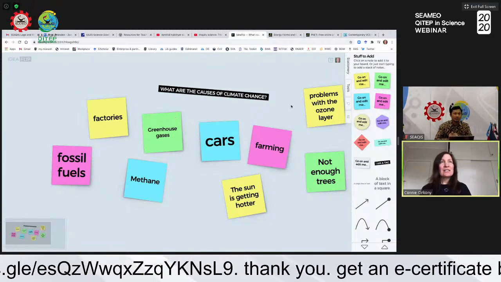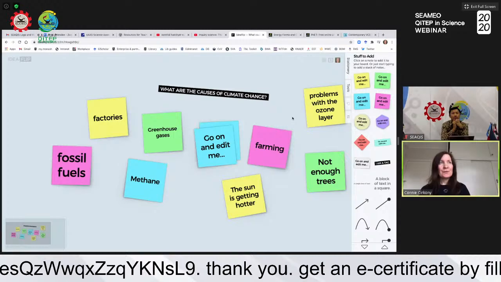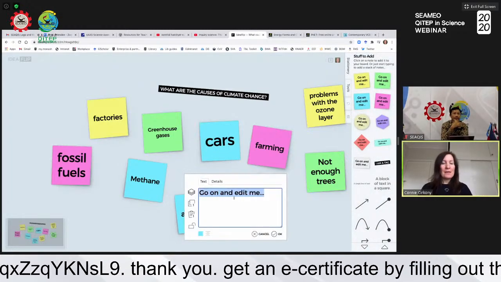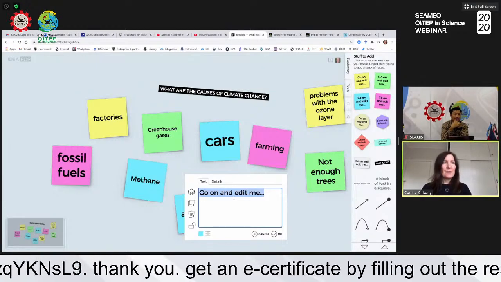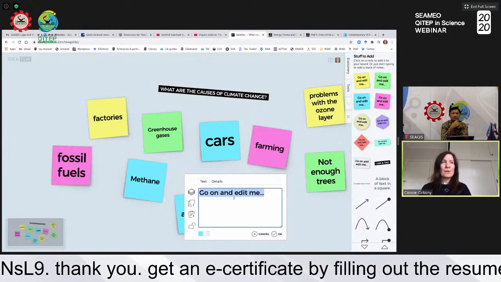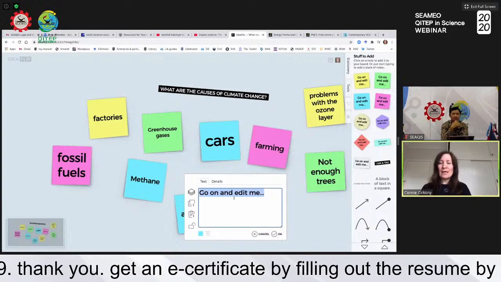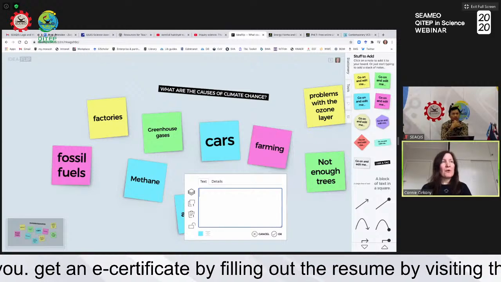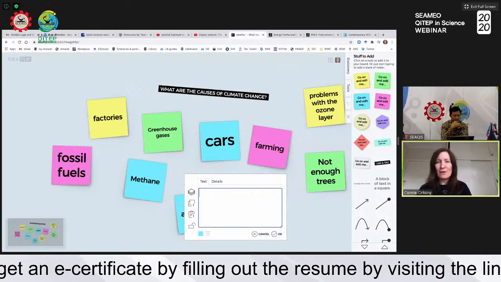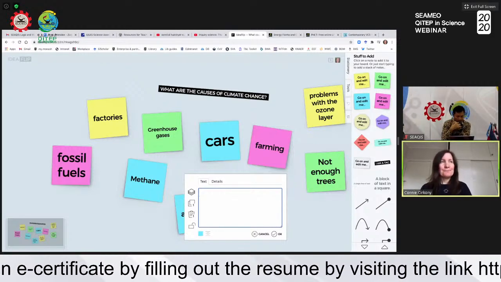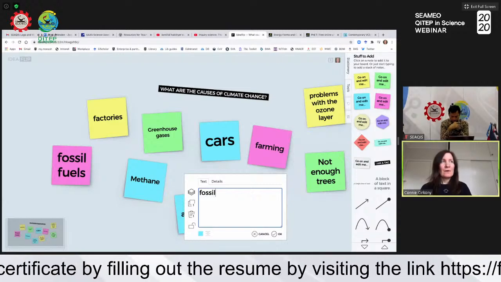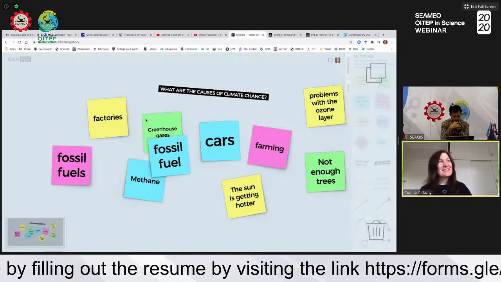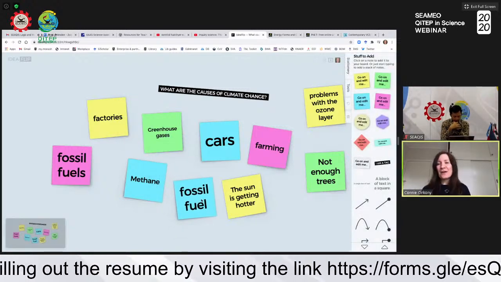So they actually take a post-it note and they write down their ideas. Maybe it has to do with, let's see, what causes climate change? We'll say, I think I've already written this down, but farming, I think I've written all the good answers. Say fossil fuels, I already had that as well. Okay, but you can see that students can add their ideas.